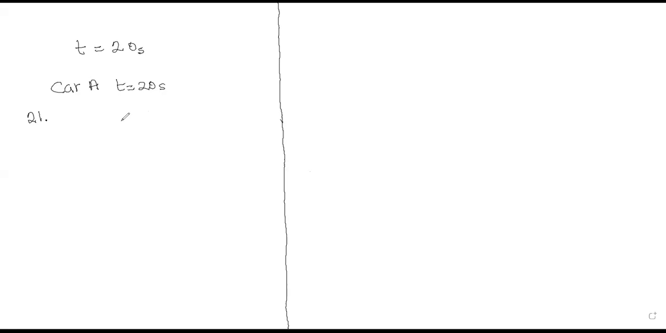23. Which car moves the greatest distance in the time interval t equal to 10 seconds and t equal to 16? Which car moves the greatest distance in the given time interval, t equal to 10 and 16? Yes, anybody?